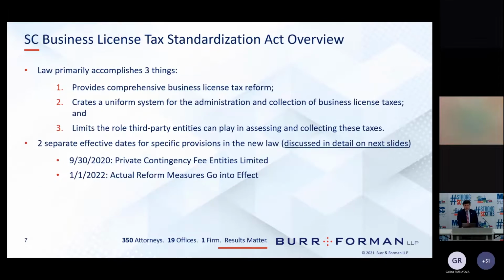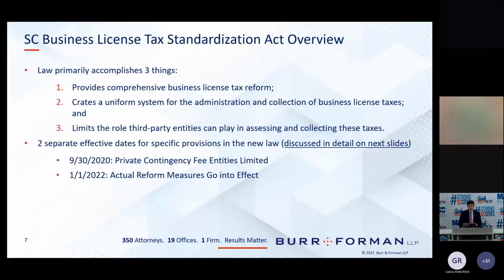All right. A general overview. The law does 3 things: provides comprehensive business license tax reform. It creates a uniform system for the administration and collection of business license taxes. And it also limits the role that third-party entities can play in assessing and collecting these taxes.